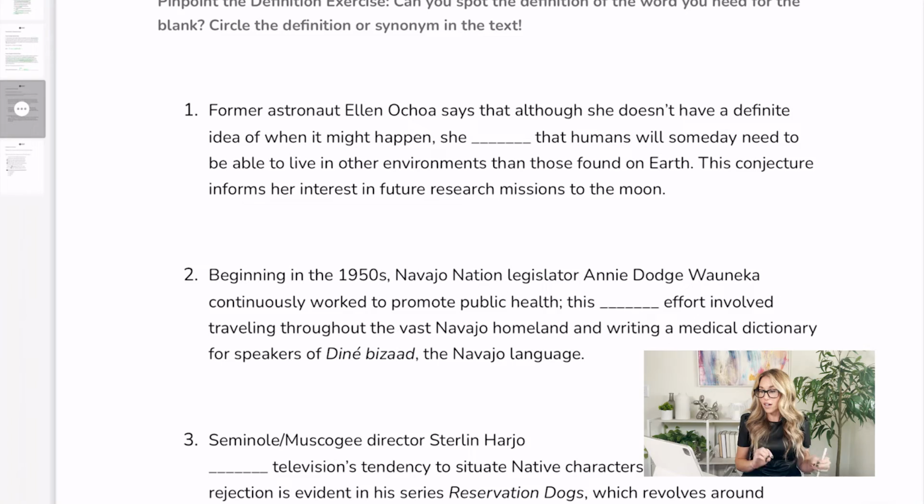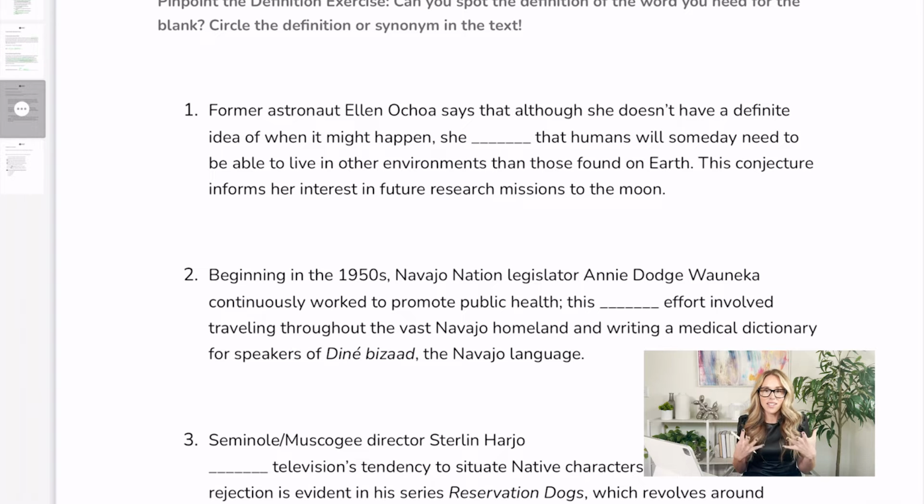So in this specific exercise, I want you guys to try to spot the definition of the word in the blank, because the definition or a synonym to the word will be somewhere else in the text. So take a look at number 1. We have former astronaut Ellen Ochoa says that although she doesn't have a definite idea of when it might happen, she blank that humans will someday need to be able to live in other environments than those found on Earth. This conjecture informs her interest in future research missions to the moon.